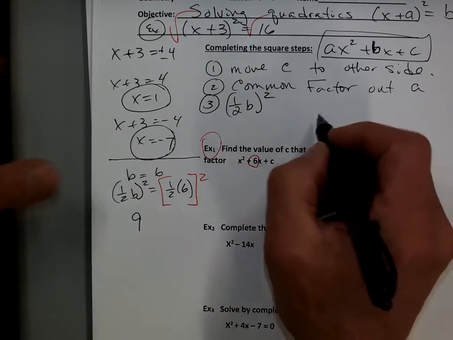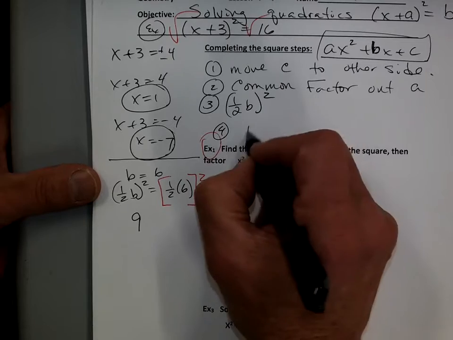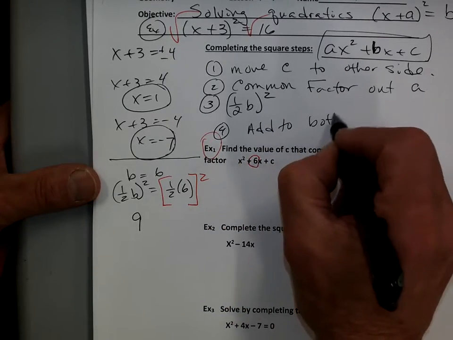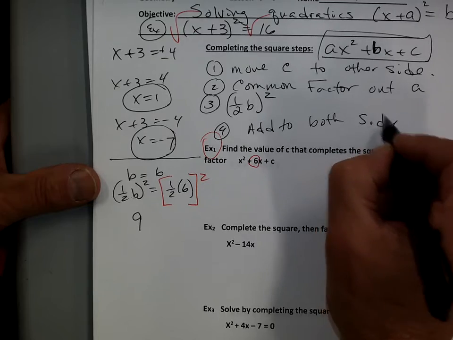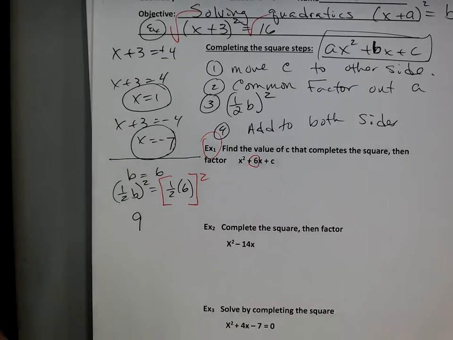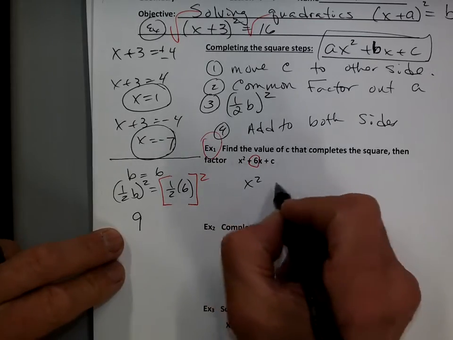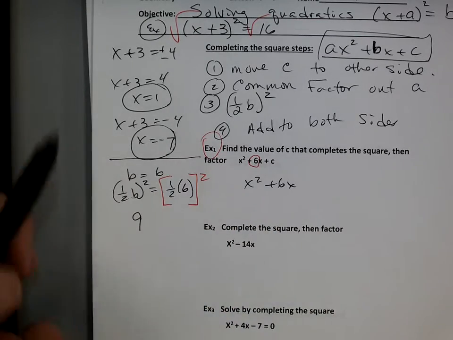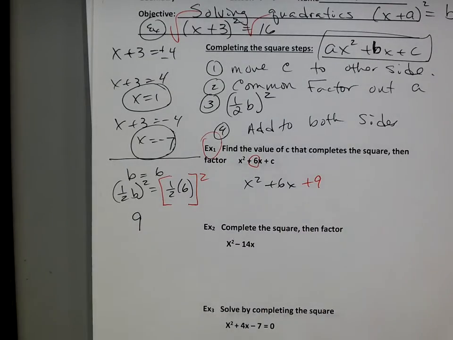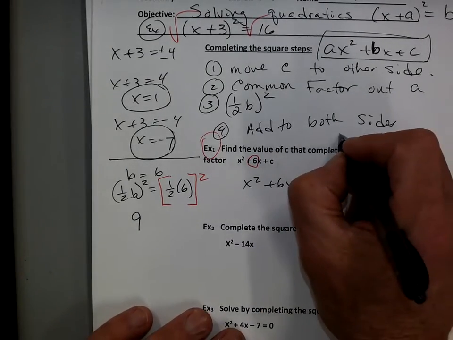Now what do you do with that? Step 4, add to both sides. Okay, well, we're not really going to do that in this example because what we're going to do is just put the 9 there. So we're going to have x squared plus 6x plus 9. Okay, now the nice thing about completing the square is step 5 is to factor.